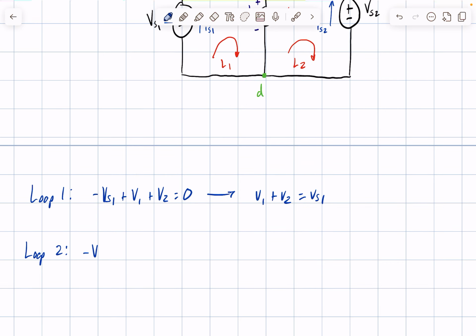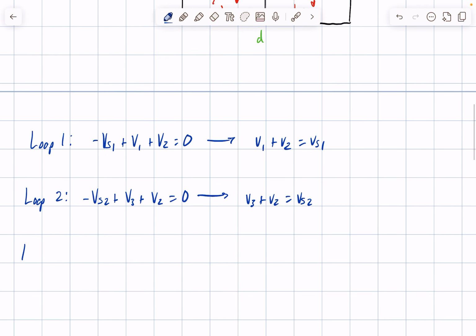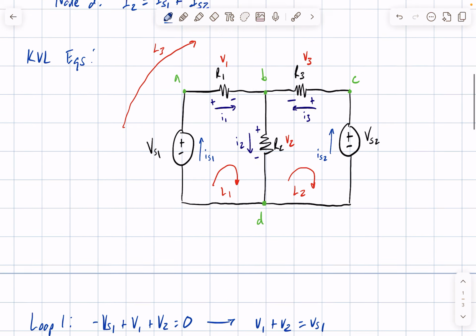So this is negative VS2 plus V3 plus V2 is equal to 0. And we can rearrange this also to say V3 plus V2 is equal to VS2. And one more loop equation here, which is loop 3. This will be the outer loop.